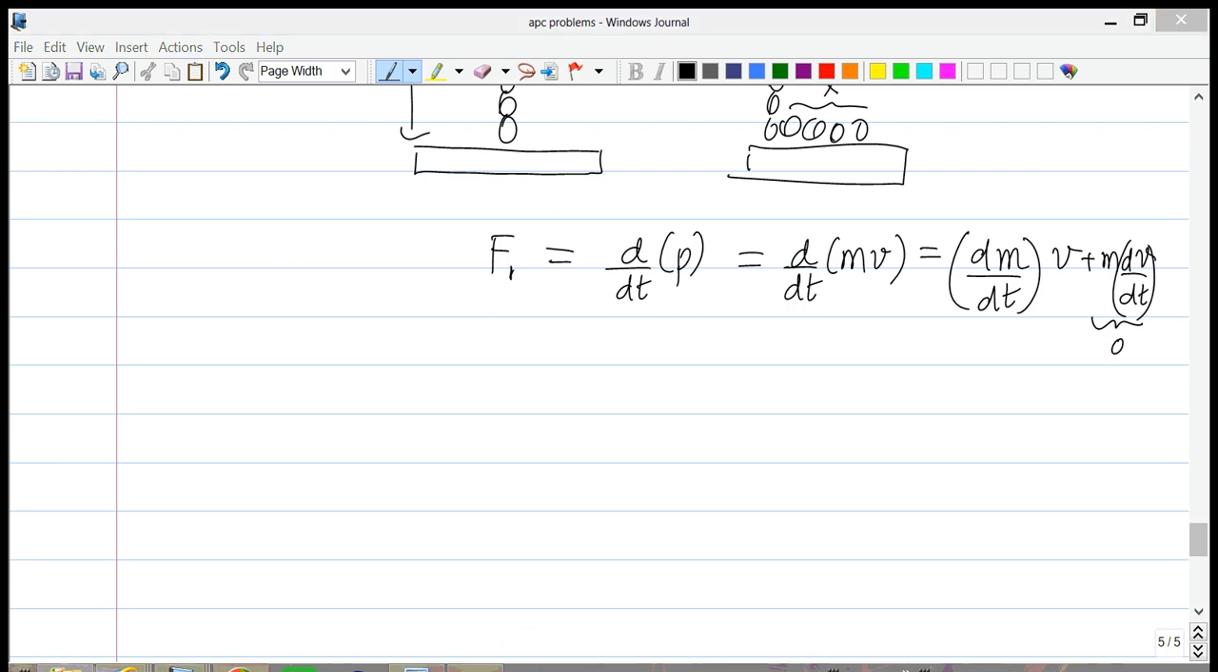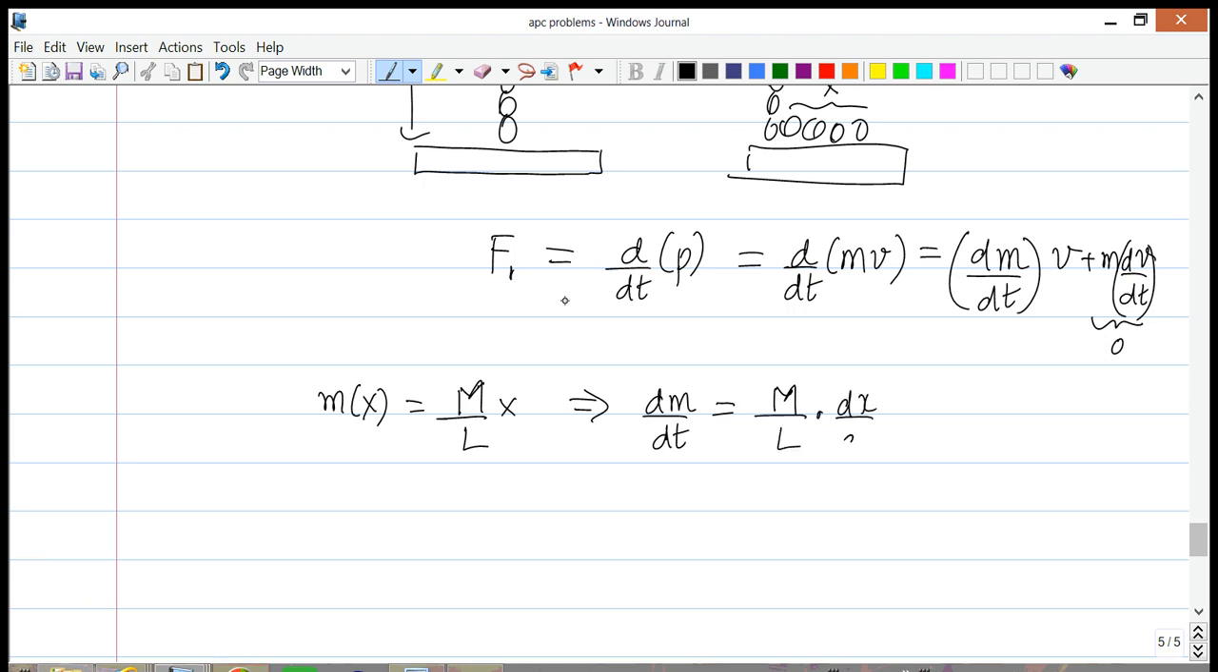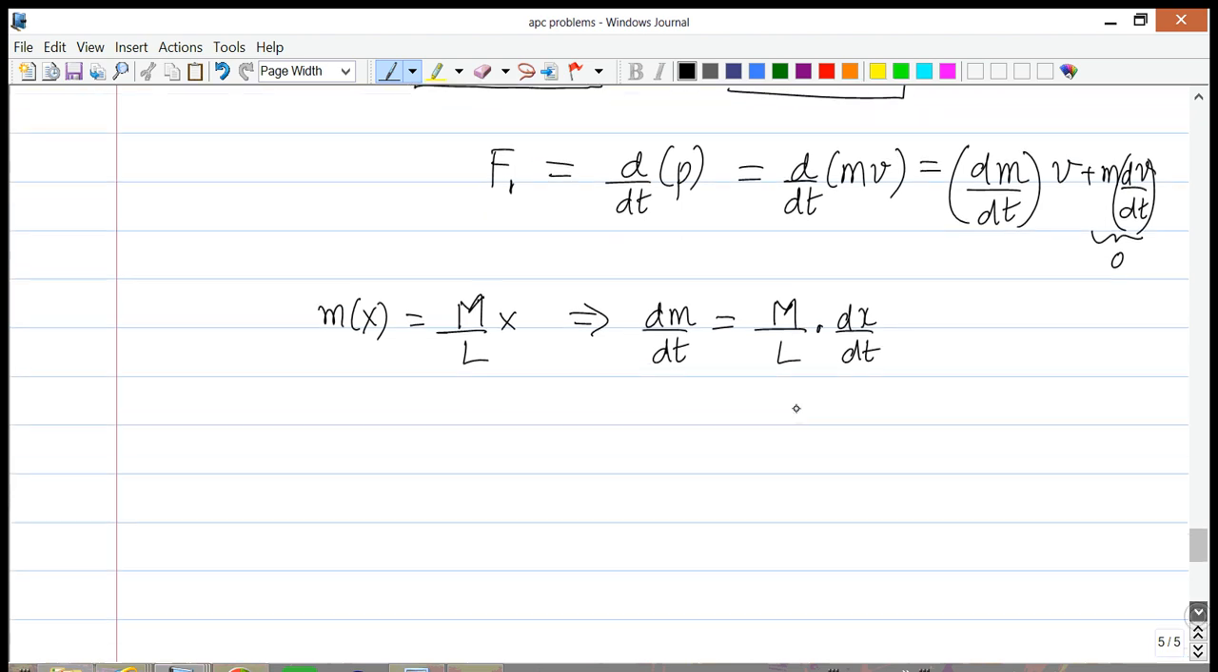What we know is that when an amount X of the chain has dropped, the amount of mass on the table is m over L multiplied by X. So this is m as a function of X, the amount of mass that is on the table. But this is changing continuously. So now I can do dm by dt, which happens to be equal to m over L times dx by dt. dx by dt, as you know, is nothing but the velocity. So we have m over L times v.